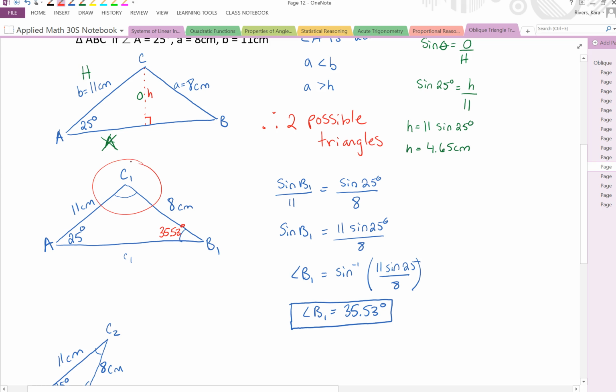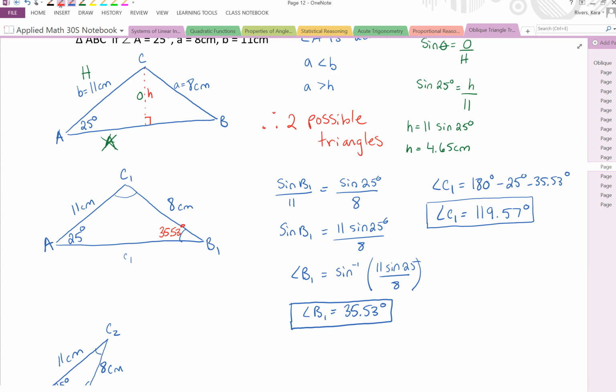Now, in order to solve for C1, if I have two angles already, then I'm just using the sum angle formula to find the third one. So angle C1 would be 180 degrees minus 25 degrees minus 35.53 degrees, and I would get that angle C1 is equal to 119.57 degrees. Again, put a box around your answer and put that in your diagram.